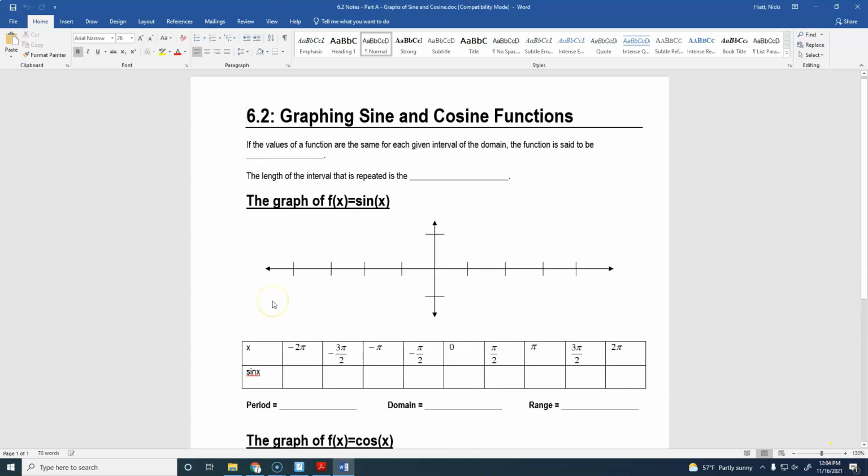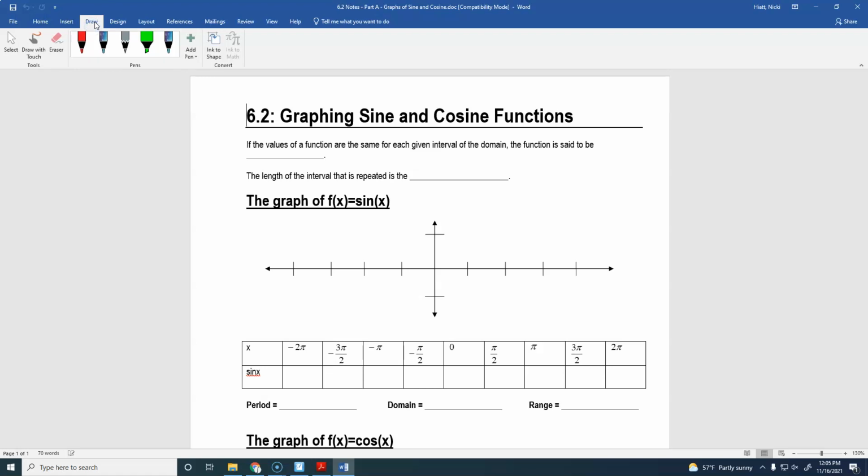Okay, so there at the top, we've got just a couple blanks to fill in. It says, if the values of a function are the same for each given interval of the domain, the function is said to be periodic. And the length of the interval that is repeated is called the period.